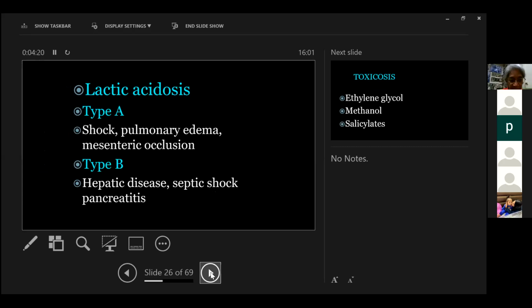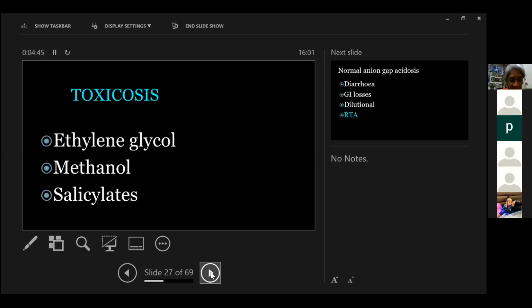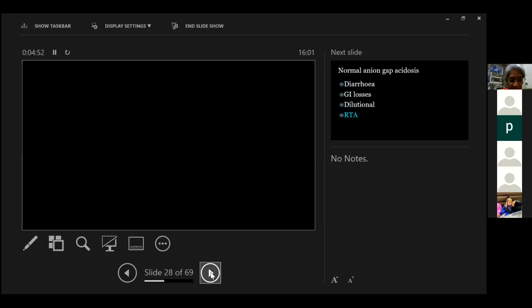We all know type A is when you have poor perfusion like shock, pulmonary edema, mesenteric occlusion. And type B where your perfusion is not affected, but the cells are unable to utilize oxygen because of cellular poisoning or involvement like in septic shock, hepatic disease, etc. And lastly, you have toxicosis, which you'll name many. There are many more, but some of the common ones you see are ethylene glycol, methanol, salicylates, etc.